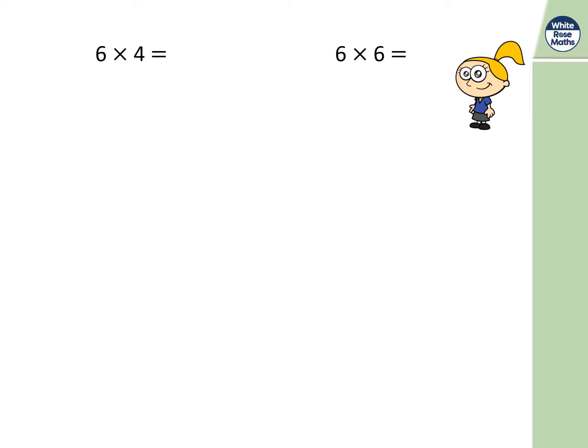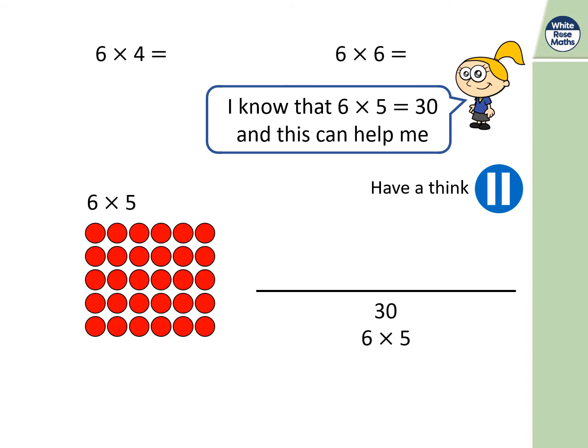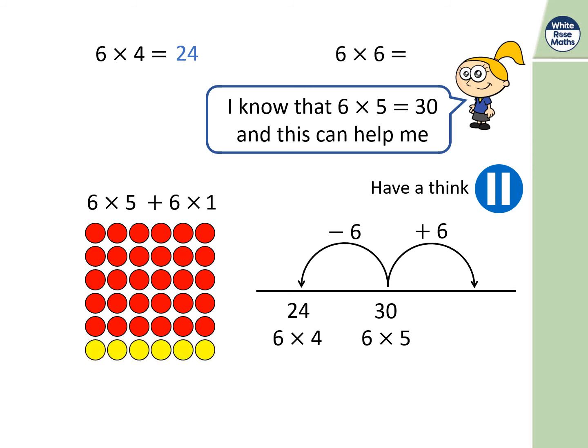Okay, you have some questions here to answer, 6 times 4 and 6 times 6. I know that 6 times 5 equals 30, and this can help me. Have a think. How do you think this would help you? Well, if I know that 6 times 5 equals 30, if I take away 6, I'm going to find 6 times 4. And if I add 6, I am going to find out what 6 times 6 is. You can draw out your array to help you, or the number line as shown below.